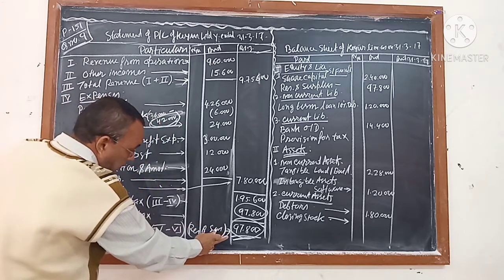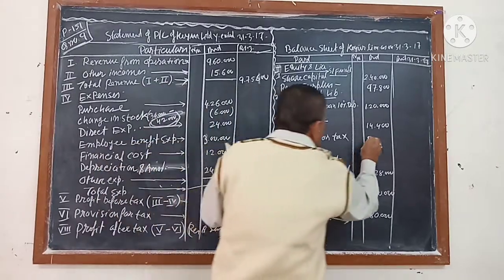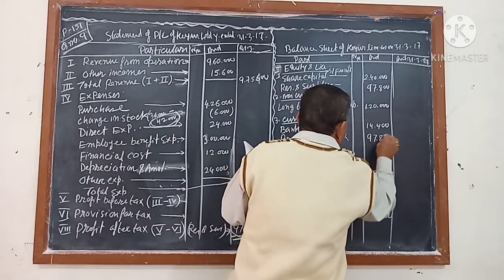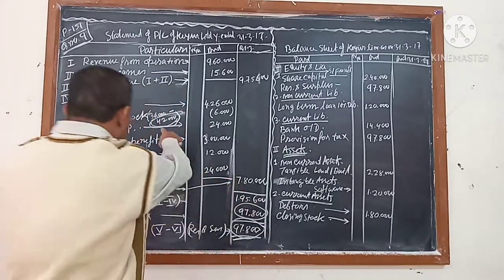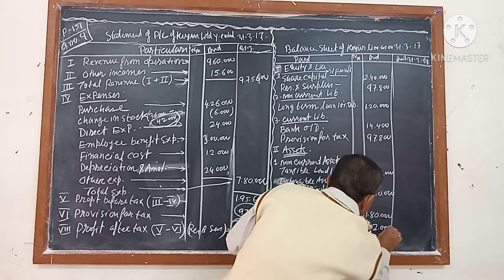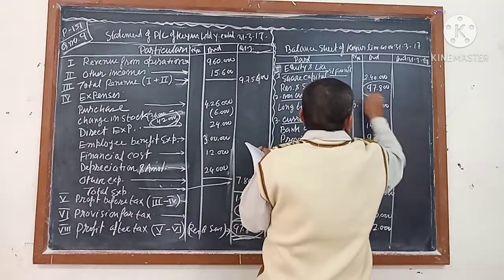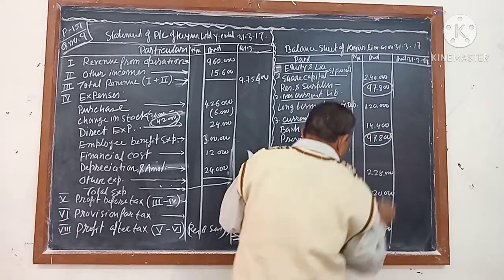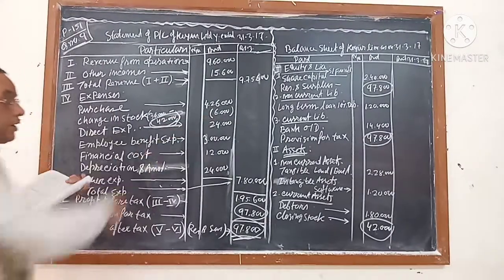This is the profit, and it becomes reserve and surplus. This is provision for tax, 97,800. Provision for tax it will go, and closing stock, that is 42,000, that also will come in here. So there are three places where I want to mark it. That is 1, 2, and 3, which come from the profit and loss statement.